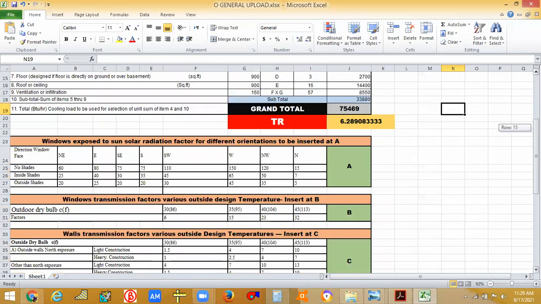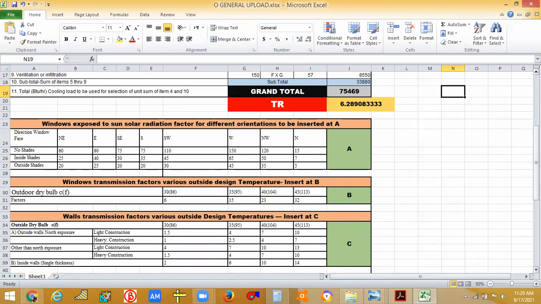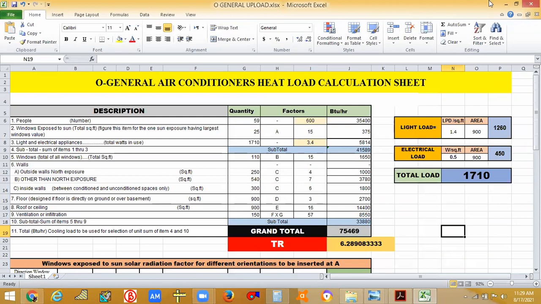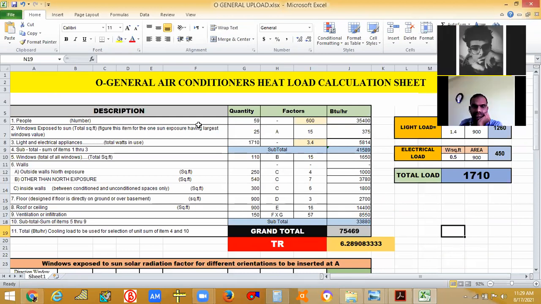So all the other A, B, C, D factors you could get from this tabular column. This is one of the easy methods. So if you want, you can just try out this method also. Mainly OGen, as well as we have the E20 sheet also. The E20 sheet also is an Excel sheet. It won't be similar, but that is also an Excel sheet. So this is the OGen, or general sheet.